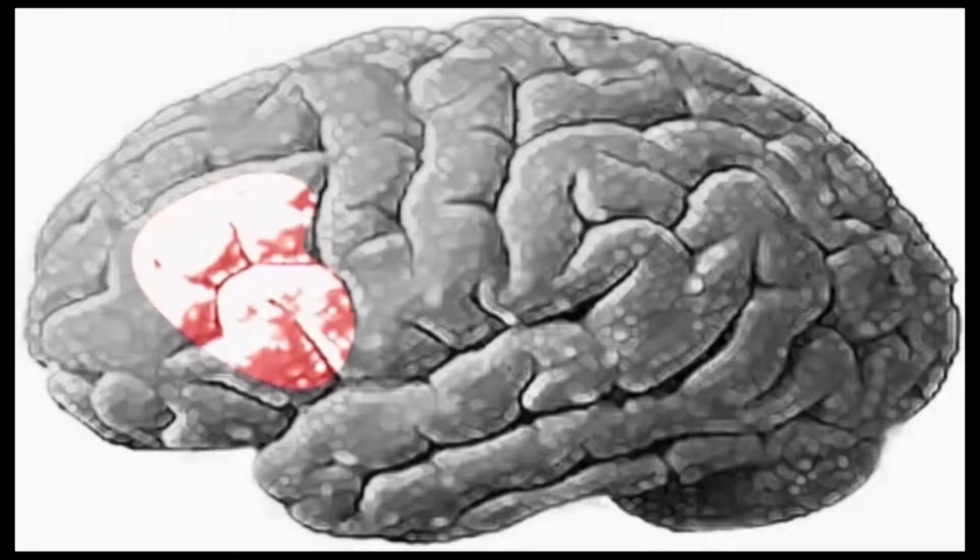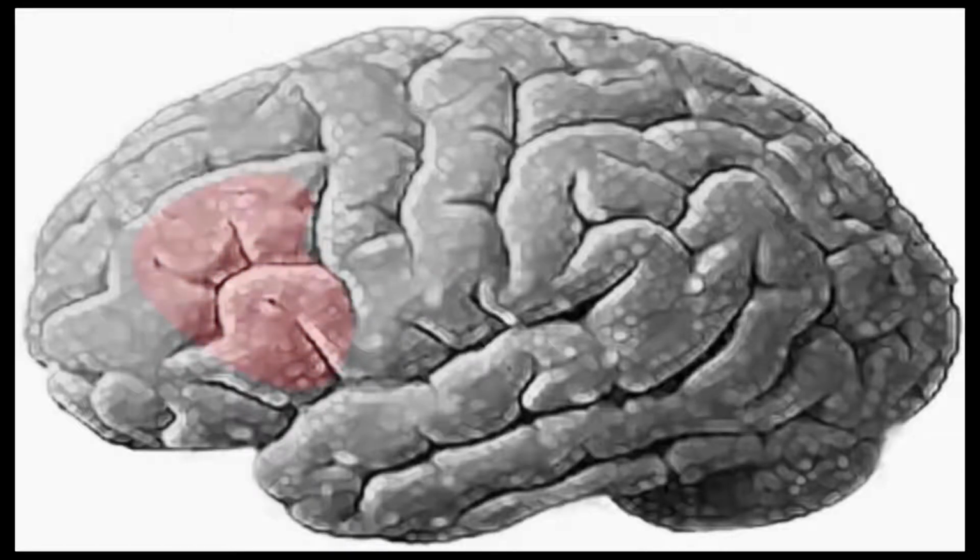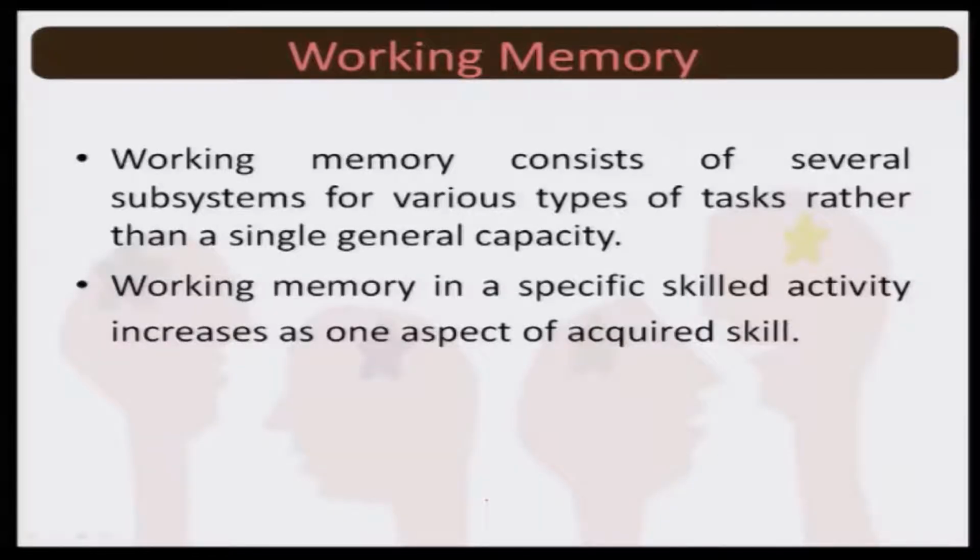This animation shows you the location of working memory in the brain. This is area 12 of the brain and is responsible for object related working memory. Close to it is area 47, which is responsible for face working memory, and this is area 46 and it is responsible for spatial working memory. Now, working memory basically consists of several subsystems for various types of tasks rather than a single general capacity. And working memory in a specific skilled activity increases as one aspect of acquired skill.